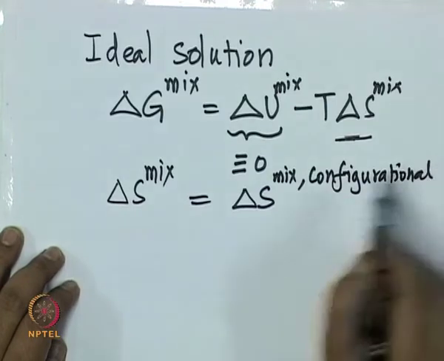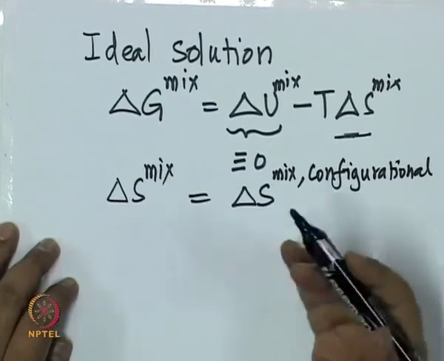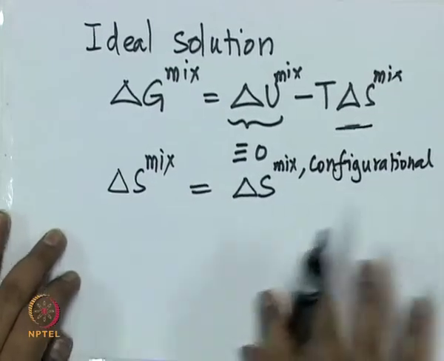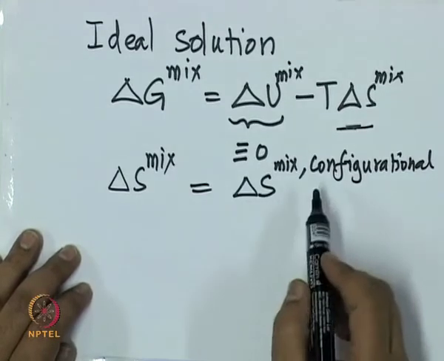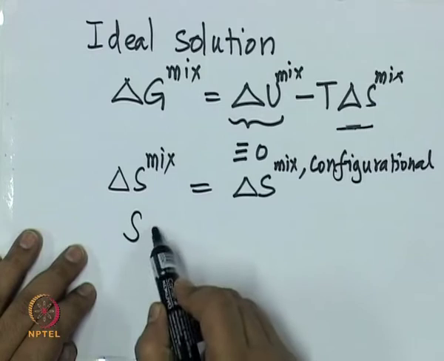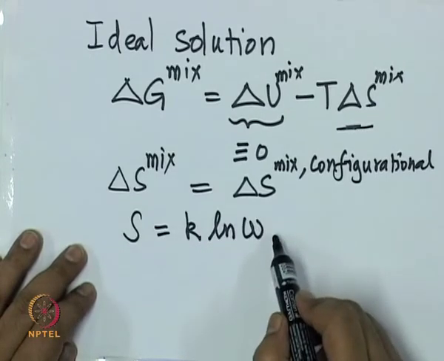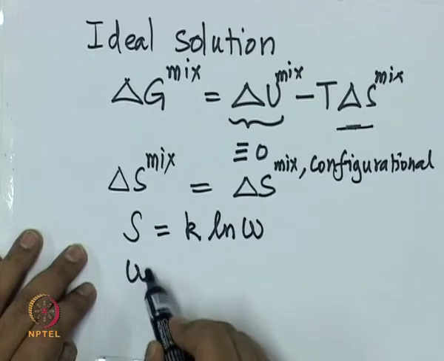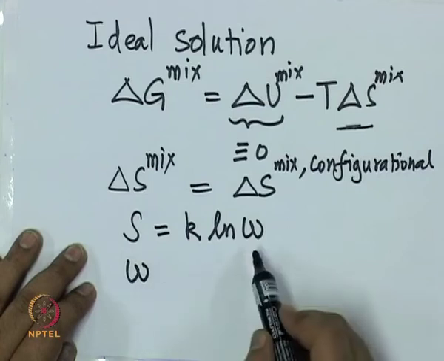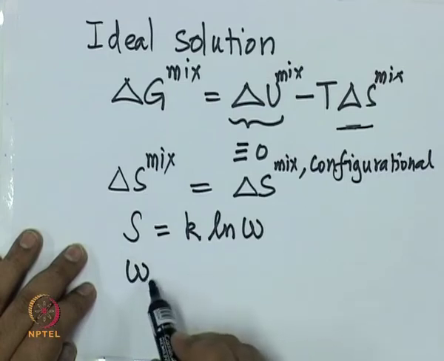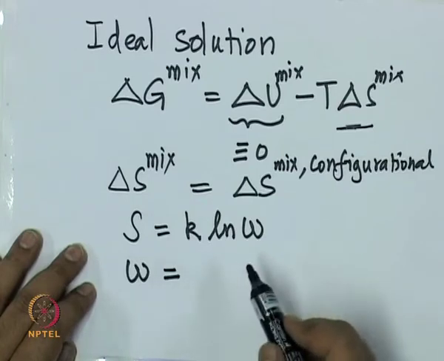Okay. So, what is this configurational entropy? How do we calculate it is then the next question. So, we are considering a binary alloy which consists of A and B type of atoms, and by definition we know that entropy is nothing but k logarithm of omega, where omega is the number of microstates as they are called.